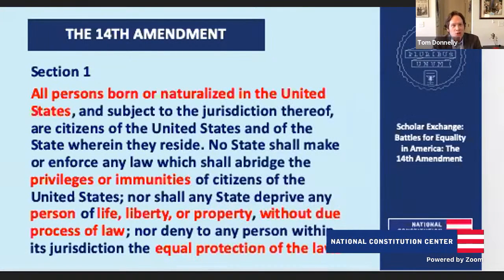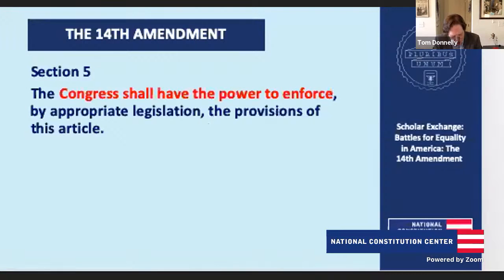All persons born or naturalized in the United States and subject to the jurisdiction thereof are citizens of the United States and of the state wherein they reside. No state shall make or enforce any law which shall abridge the privileges or immunities of citizens of the United States, nor shall any state deprive any person of life, liberty, or property without due process of law, nor deny to any person within its jurisdiction the equal protection of the laws. And as a bonus, I will also put in section 5, which is that Congress shall have the power to enforce by appropriate legislation the provisions of this article.